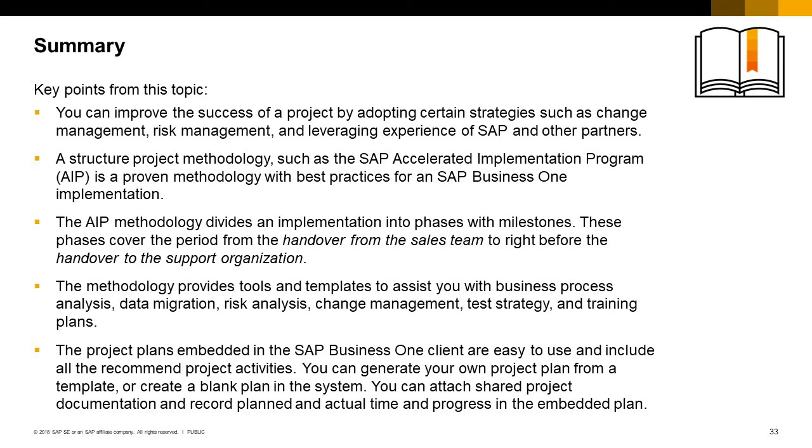The AIP methodology divides an implementation into phases with milestones. These phases cover the period starting with the handover from the sales team to right before the handover to the support organization. Project preparation: the project plan is created for the implementation. A kickoff meeting is held with the customer, and the software is delivered. Business blueprint: the focus is on analyzing the customer's business processes and requirements, and mapping them to a solution.